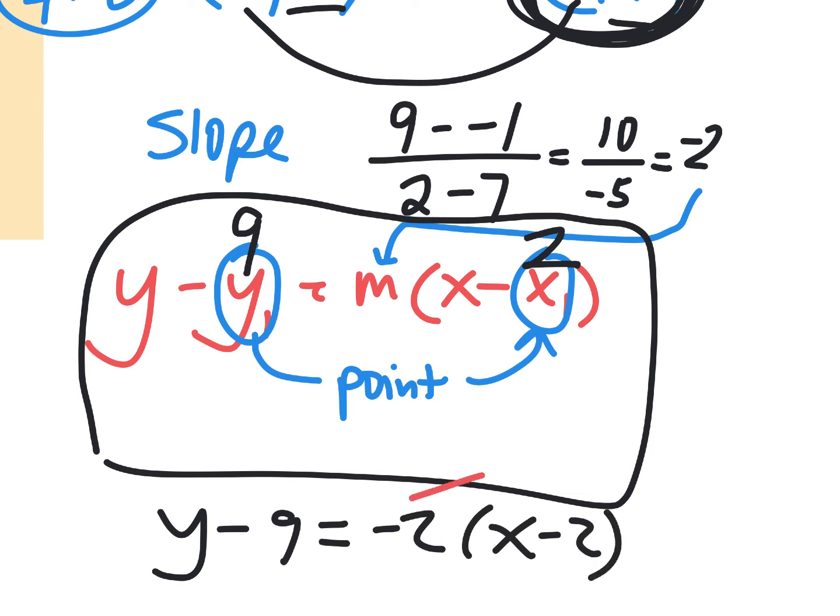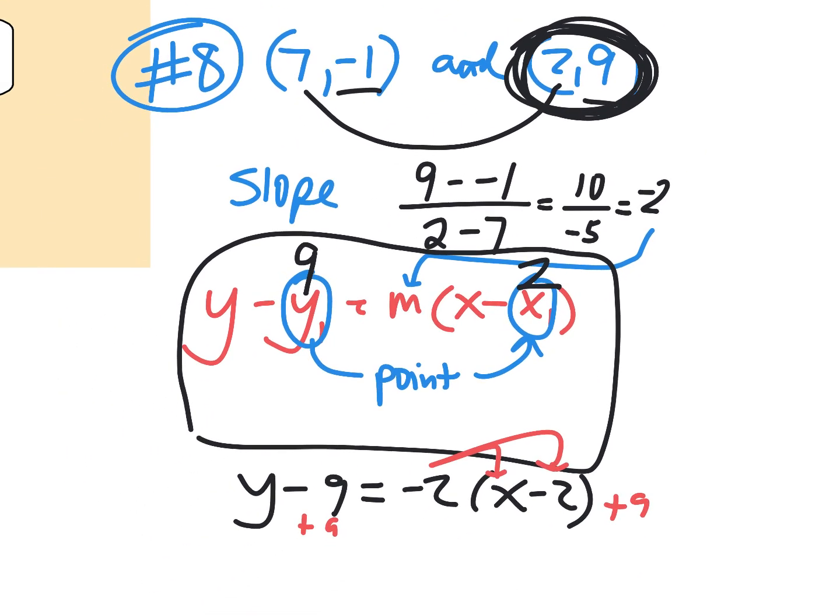And then you have to know how to do algebra and add 9 to both sides, and then you'll get your final answer. So that's the part I didn't feel like I explained very well. You pick either point. Doesn't matter. I just picked that one because I felt like it was easier. And I stick it in here and here. And you simplify it down. That's how you do number 8.